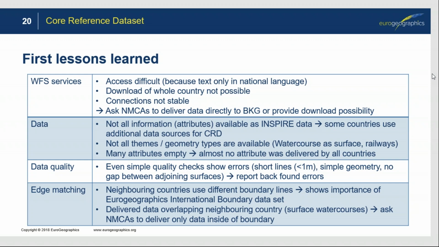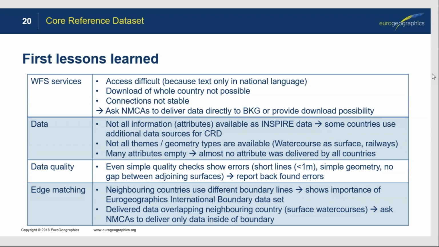What did we learn about the data? What we thought was just the basic content is definitely not the basic content. Either countries have other sources for those missing attributes, then it would of course be nice to have them in the INSPIRE data if they're available. Not all themes or geometry types were available. Watercourse surfaces, for example, must definitely be somewhere in the national database. And as I've shown you the many attributes that are missing, that's quite sad, I think, because most should really be there. It's nothing exotic that we're asking for.